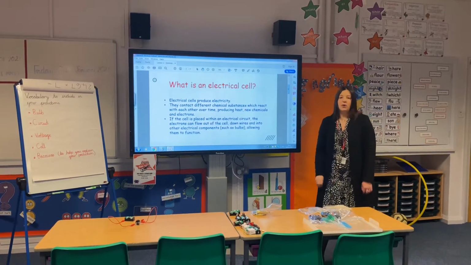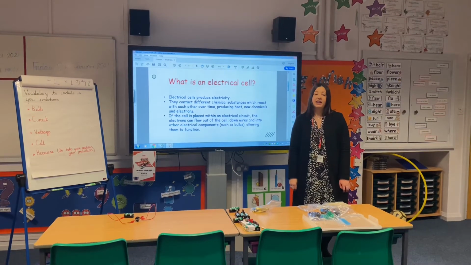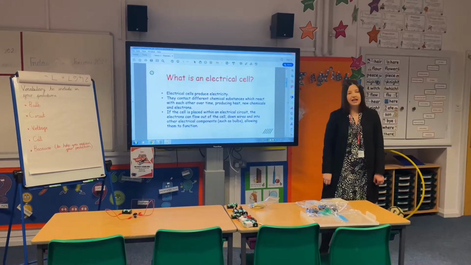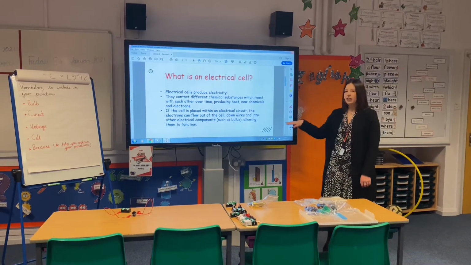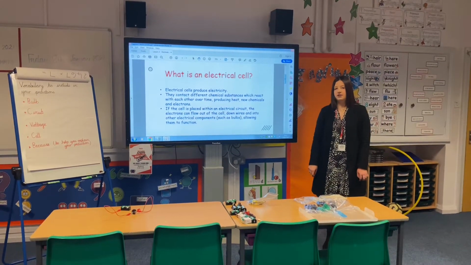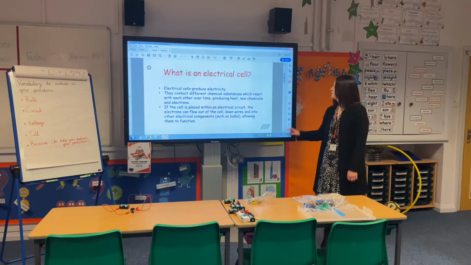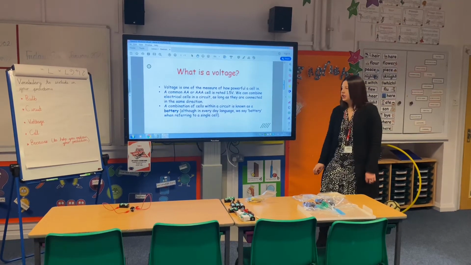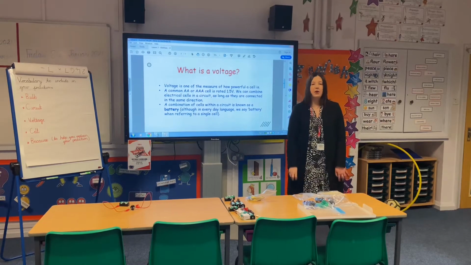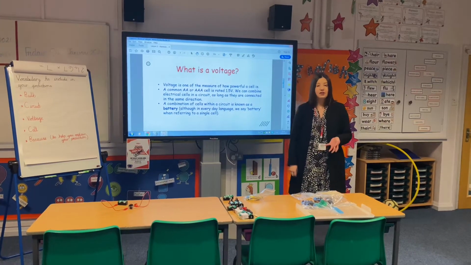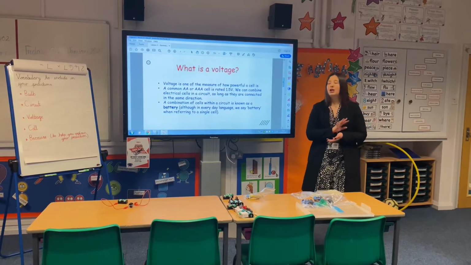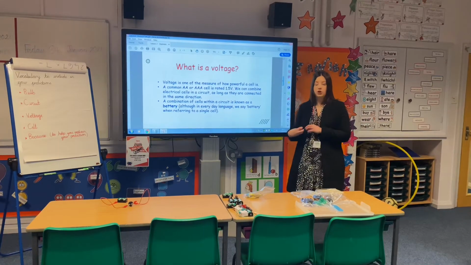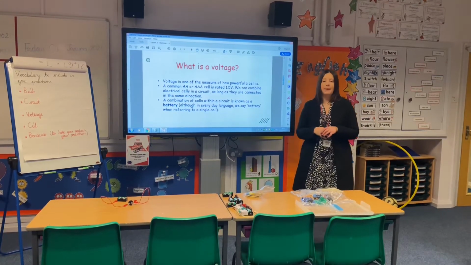So just to start with, what is an electrical cell? An electrical cell produces the electricity within a circuit, and you can read through the information which can be found on the blog if you want to find out a little bit more. What is a voltage? A voltage is a measure of how powerful the cell is. So just like in batteries, we can go to the shops and you'll see loads of different types of batteries. That's what your voltage is, how powerful that battery is.